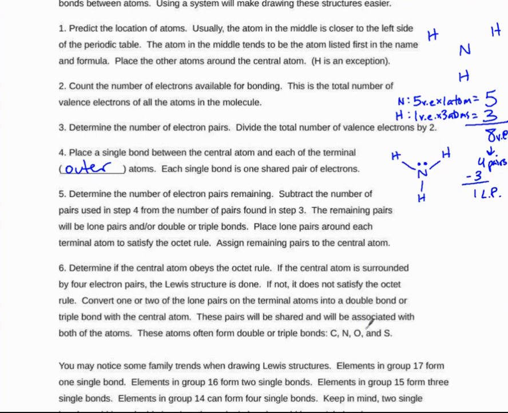Here are some elements that tend to form double bonds: carbon, nitrogen, oxygen, sulfur. It happens often enough.